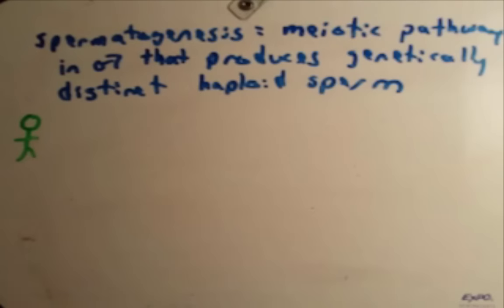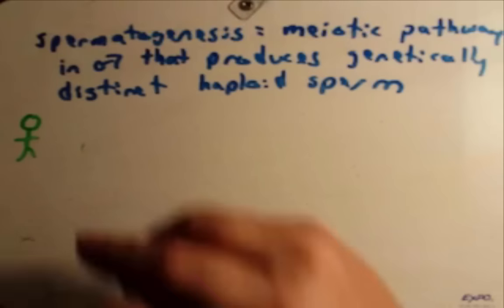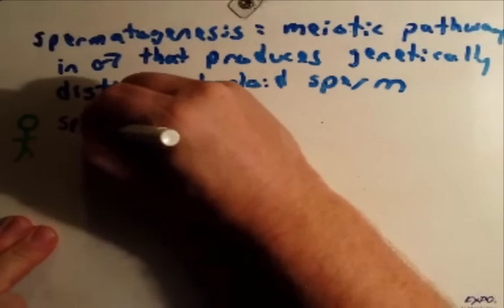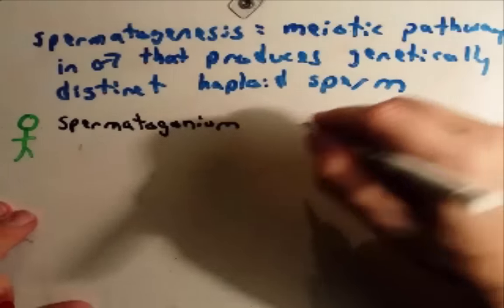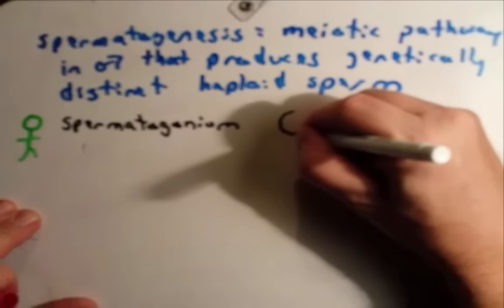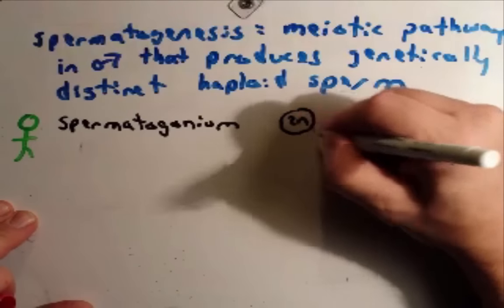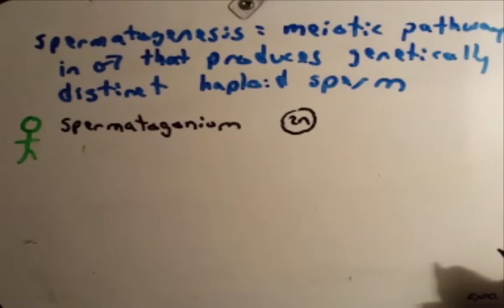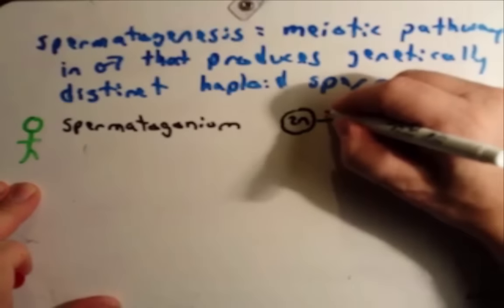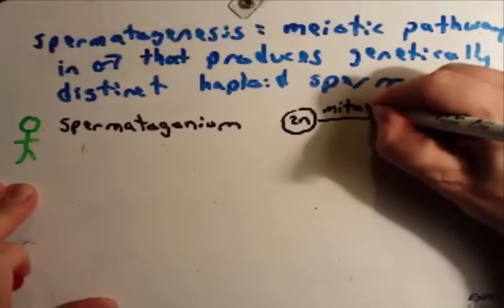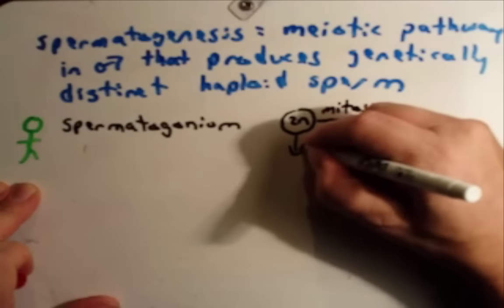So we can start off with the individual, and all the cells, remember, in this individual are produced by the process of mitosis. So let's write the word spermatogonium. Now they are an interesting cell, and I'm going to just draw it here as a circle. They are diploid, so they are 2N. They, as well as the oogonium that we'll talk about in a moment, are the only two cells in the human body, or in mammals, that can undergo both mitosis and meiosis.